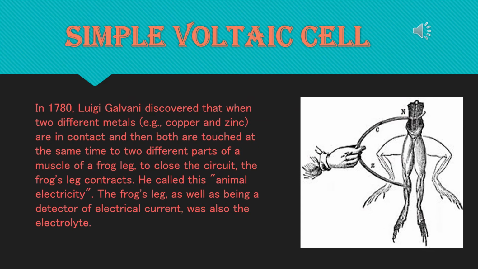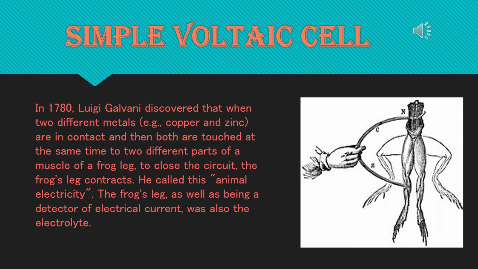Now I am starting the simple voltaic cell. In 1780, Luigi Galvani, a scientist, discovered that when two different metals, for example copper and zinc, are in contact and then both are touched at the same time to two different parts of a muscle of a frog leg, to close the circuit, the frog's leg contracts. He called this animal electricity. The frog's leg, as well as being a detector of electrical current, was also the electrolyte.